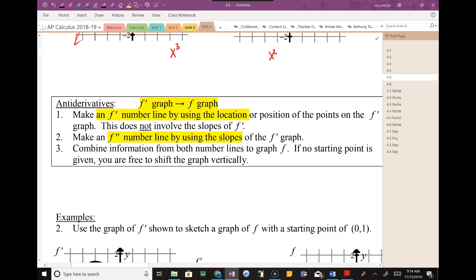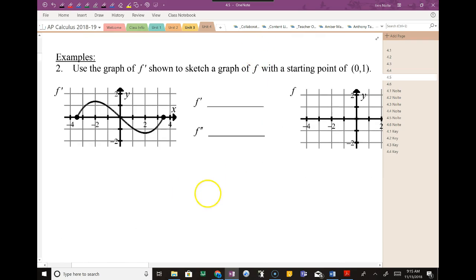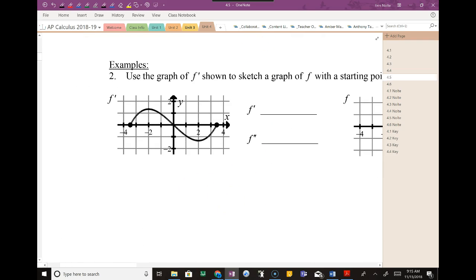Concavity. So we can use that to tell us about the concavity of our original function. Okay, then we can combine the number line graphs and then try to figure out what it looks like. Kind of like what we did with the warm-up today, we're going to use the number lines to come up with the graph.